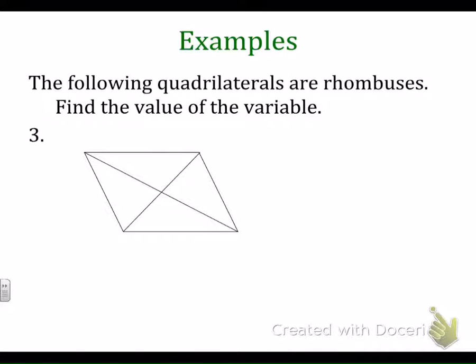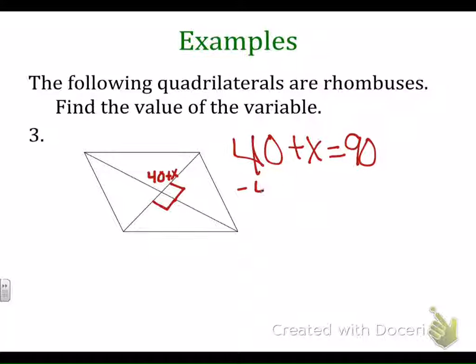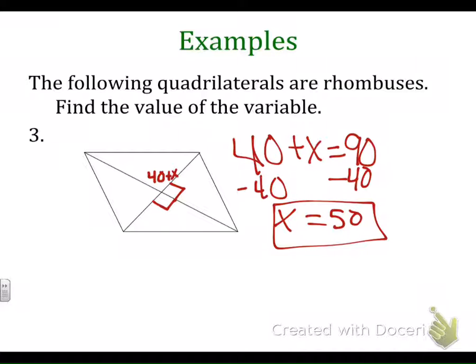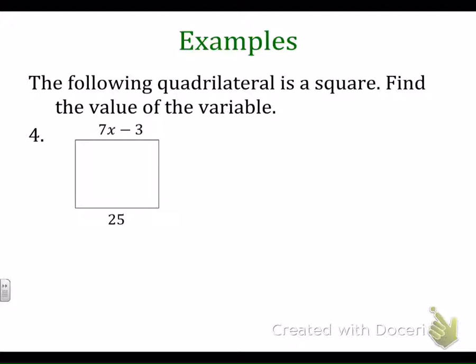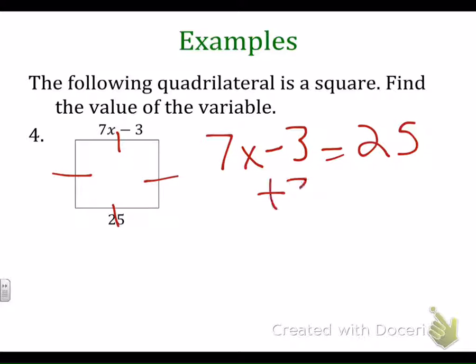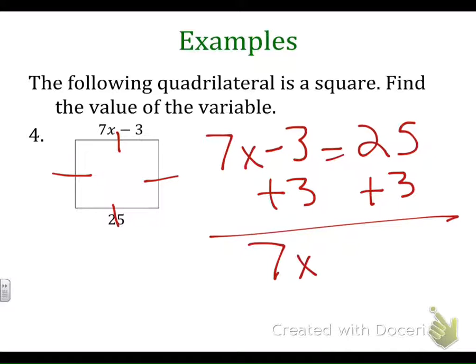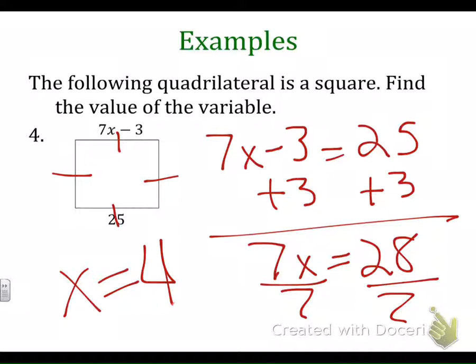Okay, so let's say this is 40 plus x. Alright, so we know in a rhombus all of these angles are 90 degrees. So we would do 40 plus x is equal to 90. So we're going to subtract the 40, so x is equal to 50. Alright, in a square we know all the sides are congruent, so 7x minus 3 is equal to 25. Add the 3 on both sides, so 7x is equal to 28. Divide by 7, so x is equal to 4.